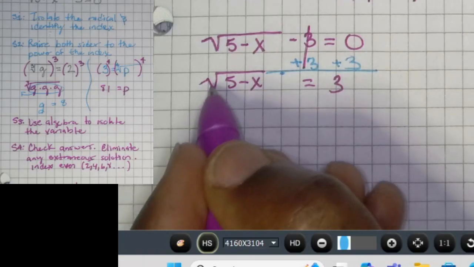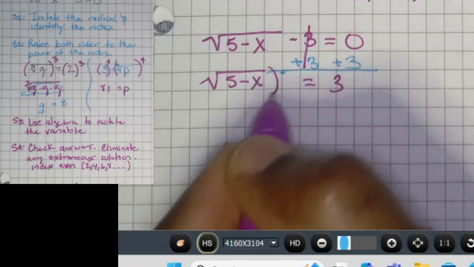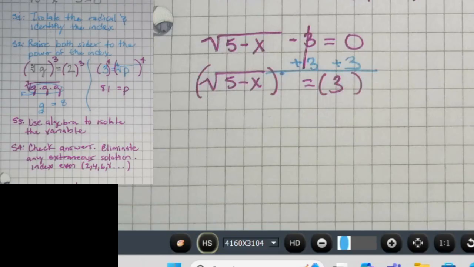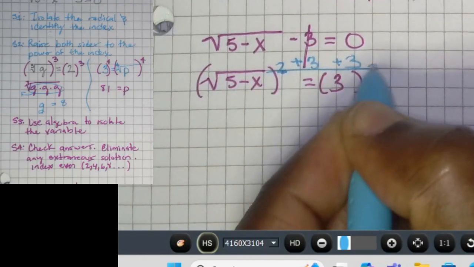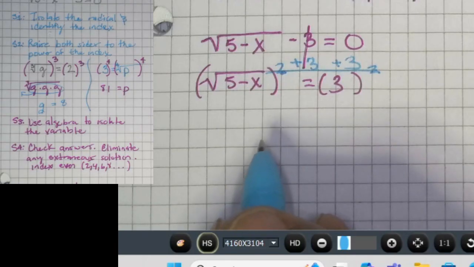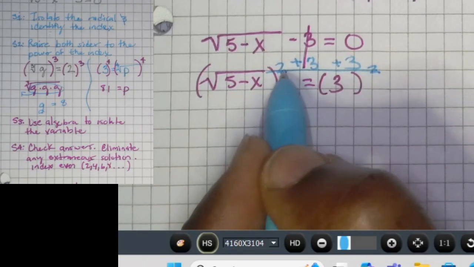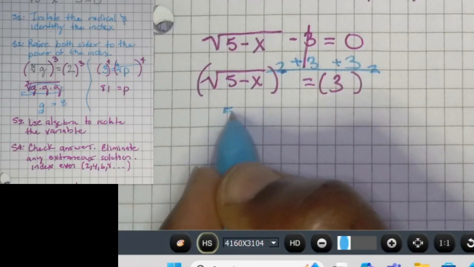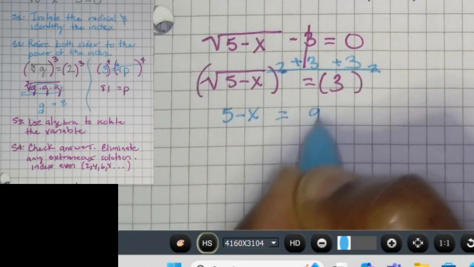Identify your index. Index is 2. We need to get rid of this root by raising both sides to the power of the index. Well, if the index is 2, we're going to raise both sides to the power of 2. This 2 will cancel out that 2. Only thing that's left is 5 minus x. On this side, 3 times 3 is 9.